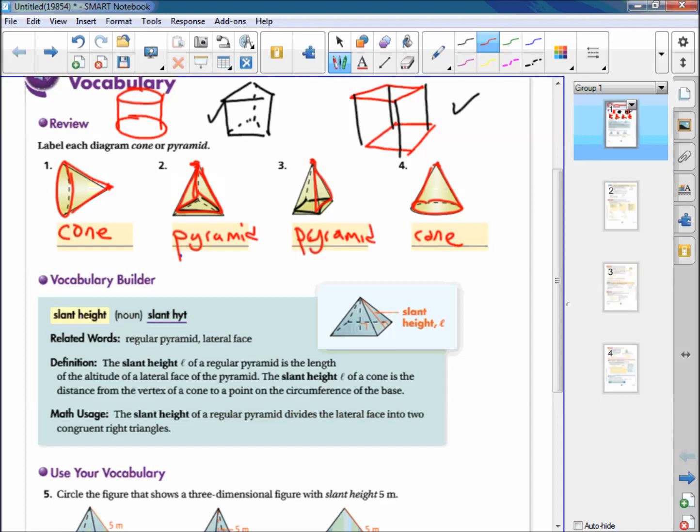All right, so the slant height of the regular pyramid divides the lateral face into two congruent right triangles. You can see this slant height here. It comes from the vertex and comes down to one of the edges of our base and forms a right angle. For a regular pyramid, it also splits that face into two congruent triangles. That means we're probably going to be doing some trig or some Pythagorean theorem to find some missing slant heights.